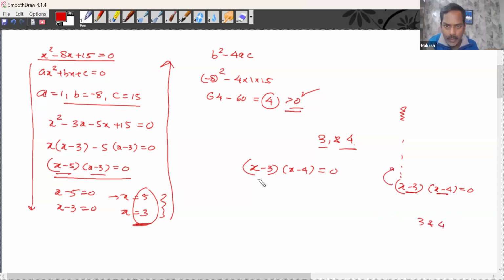Before that, what we can do is just open the bracket. x into x will make it x square minus 4x minus 3x plus, minus 3 into minus 4 will make it 12, is equal to 0. They are like terms, so they can be added.